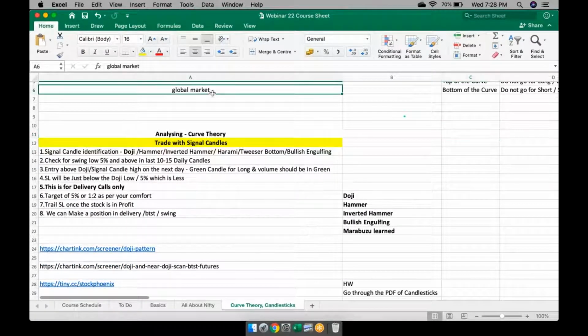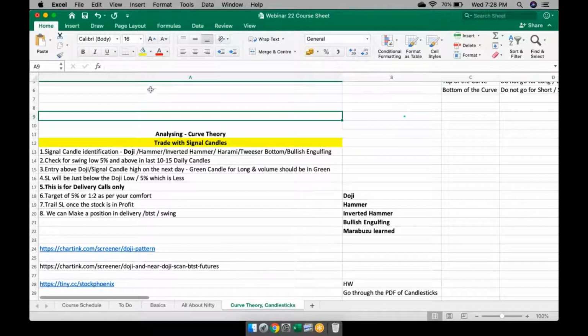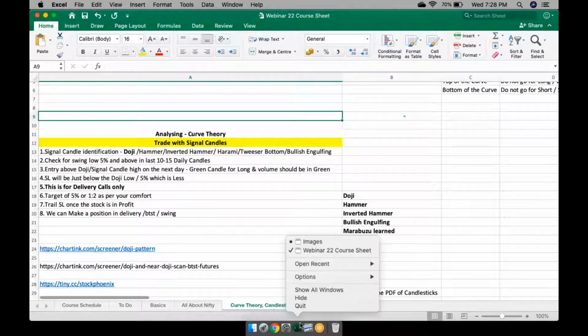So first important is understanding the curve theory is very important. After that, we have to see the candlestick patterns. Okay, so let me start.